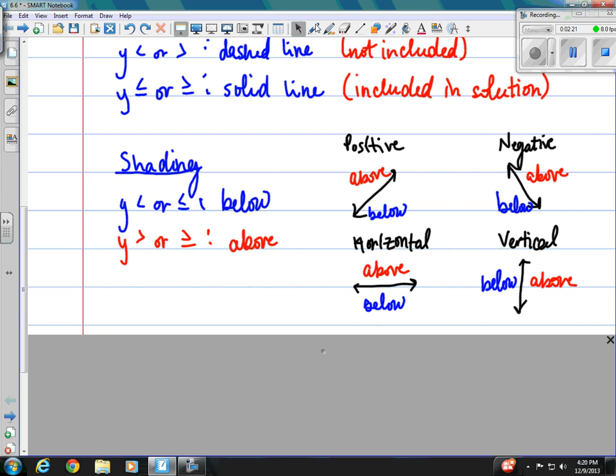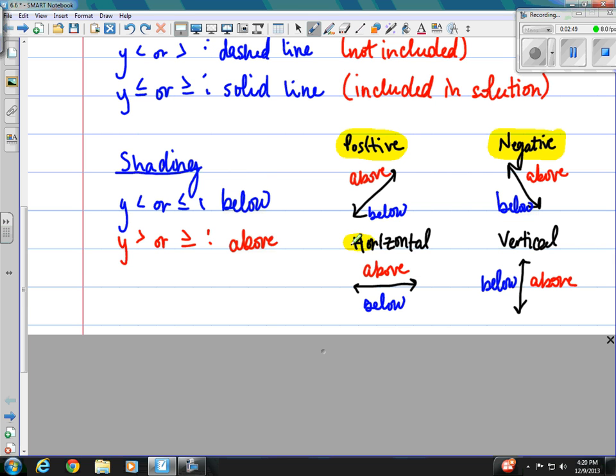And over here are just some cases to look at. So for when it's positive, that means the line's going to go up and to the right. Above it is on this side, and below it is underneath it. For negative, so when your slope is negative, above is over here on the right side now, and below is on the bottom left.